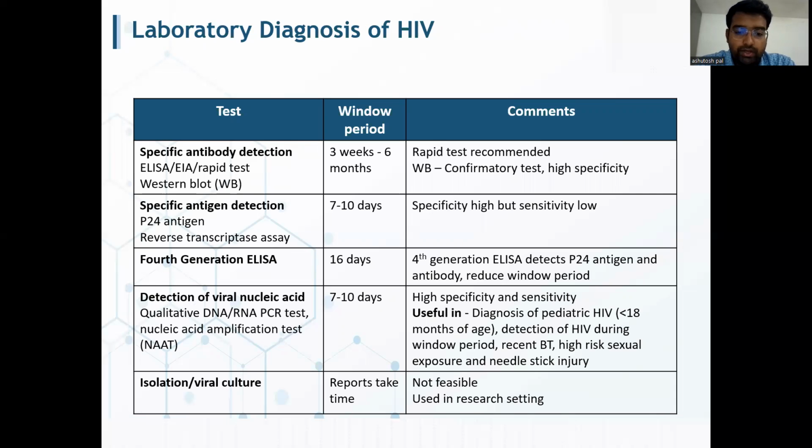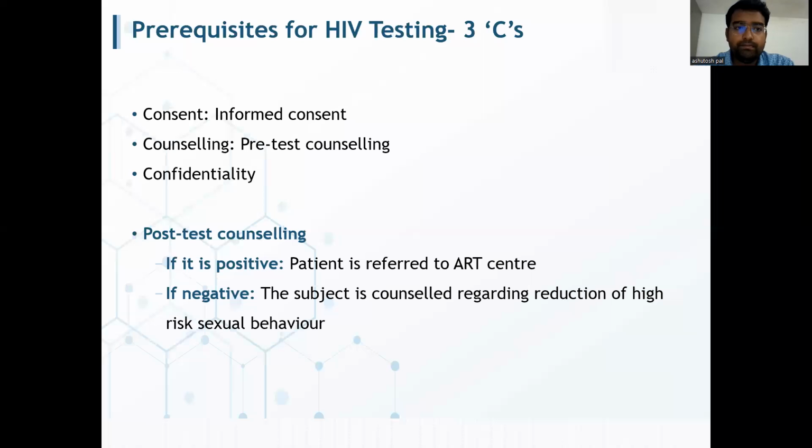Isolation and viral culture reports take time. It is not feasible and is used in research settings only. Prerequisites for HIV testing, the 3 C's: consent, informed consent should be taken; counseling, pre-testing counseling; and confidentiality. The report should only be shared with the patient and should be kept confidential, not public. The post-testing counseling is also very important.